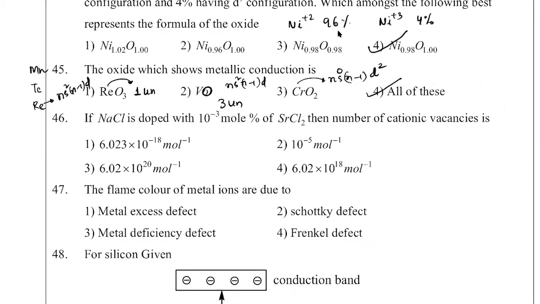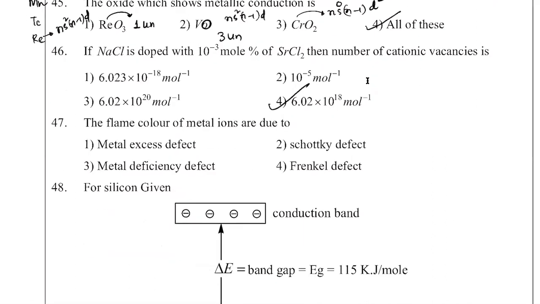Got it? Next, 46th. We have done this before in the class, so hopefully all of you got that. Number of cation vacancies you need to check. We have 10 raised to the power of -3 moles, which makes it 10 raised to the power of -6 vacancies, sorry, -5 vacancies there. That multiplied by Avogadro's number. So that's all you need to get from there. So you'll get this as the answer.